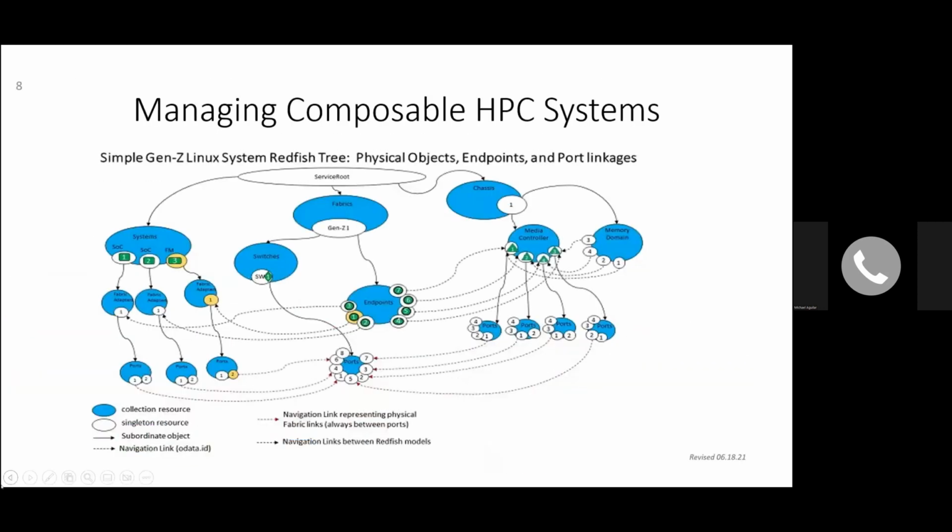So how do you manage that? How can you manage things? Here is a diagram of the DMTF Redfish tree. So we can leverage the DMTF Redfish tree to do the management. If you look here, we've got systems, we've got fabrics, we've got chassis, and each of those has separate categories. For instance, our fabrics will have switches and endpoints, and our chassis will have media controllers and memory controllers, and we'll have switch ports, and we can manage all that through a Redfish tree.